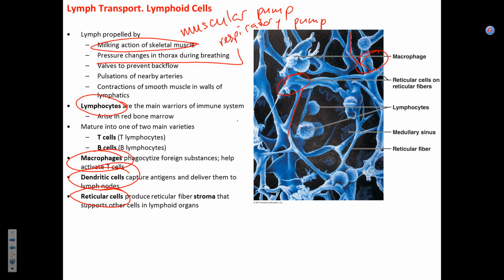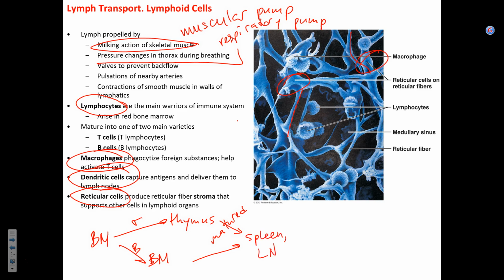Is that clear? Let me remind you something. What is the process of lymphocyte maturation? Lymphocytes, in which organ are they produced? Bone marrow. Okay. And then we have two types, T and B lymphocytes. Where do they go next? Thymus and the spleen? No, not the spleen. They remain in the bone marrow and mature there. And when they matured, where do they go? Spleen and lymph nodes.